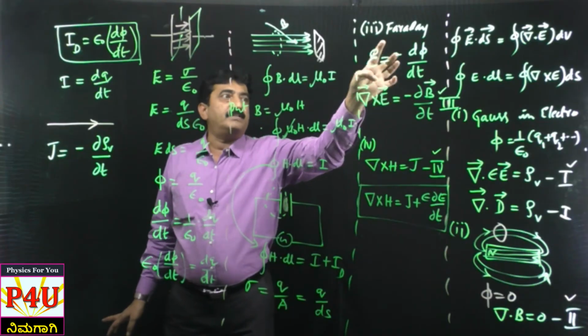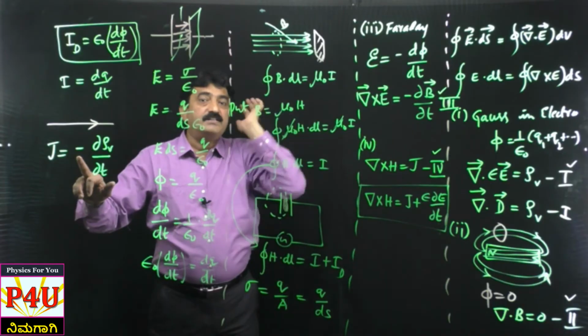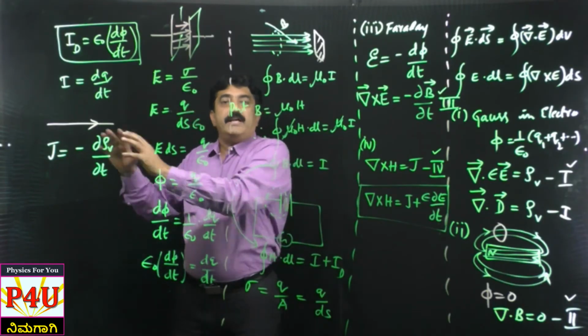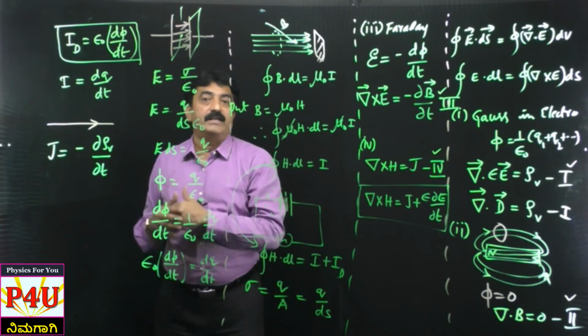Here the negative sign represents that the EMF is opposite to the change in the flux. Here the negative sign represents that when more charges are coming out inside the region, the magnitude of the charge is reducing, like that.